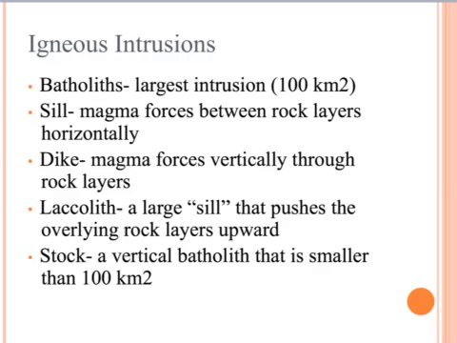Batho is a root word meaning deep. Lith is a root word meaning rock. So this is a deep rock. This is the largest intrusion, about 100 kilometers squared. Next is a sill. Here the magma is forced in between rock layers and is therefore horizontal. The way I remember this, a windowsill is horizontal and sills are horizontal.